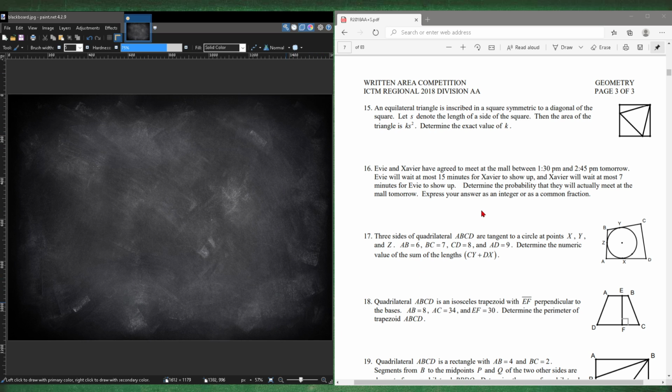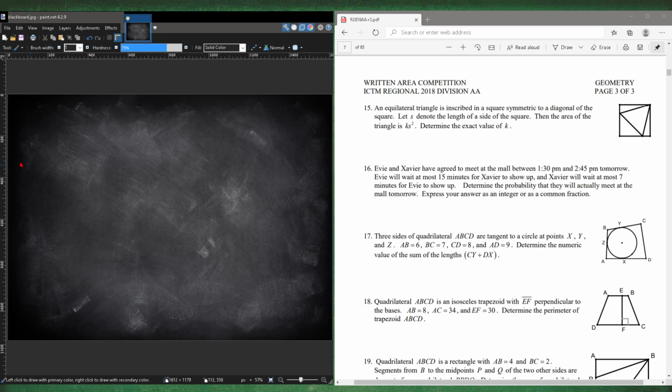Okay, number 16. Evie and Xavier have agreed to meet at a mall between 1:30 p.m. and 2:45 p.m. Evie will wait at most 15 minutes for Xavier to show up, and Xavier will wait at most 7 minutes for Evie to show up. Determine the probability that they will actually meet at the mall tomorrow.